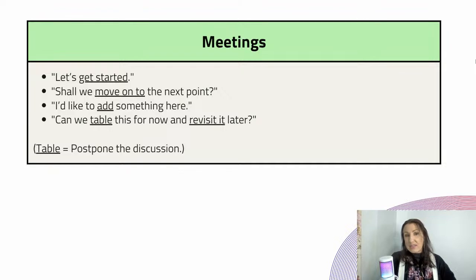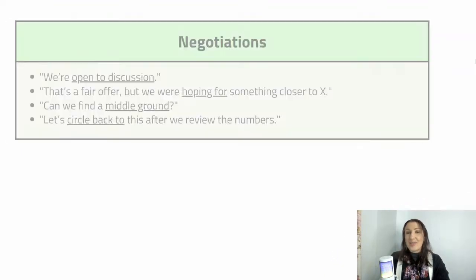For example, let's get started. Shall we move on to the next point? I'd like to add something here. Can we table this for now and revisit it later? So you have certain phrases that you can learn during meetings, you can use and reutilize them. For example, to table this for now, it's like you're postponing the discussion, so you can use that to make it nice.